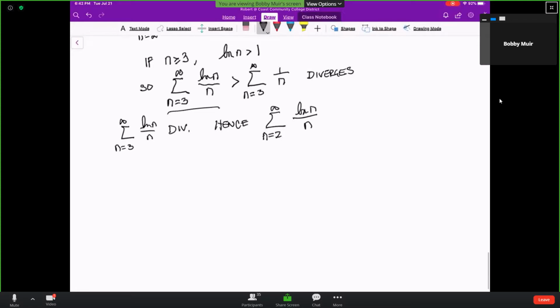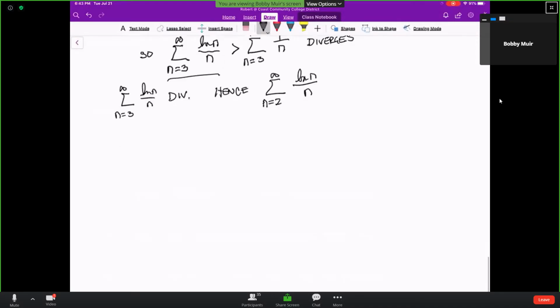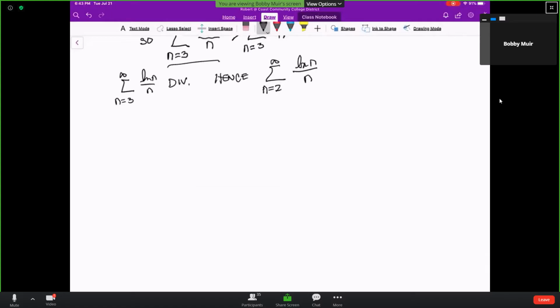So if you think something is diverging, you want to compare it and get it in front of something you know that diverges. And if you think something is converging, you're going to try to get it behind something that converges. Okay? So let's, for example, try this thing.